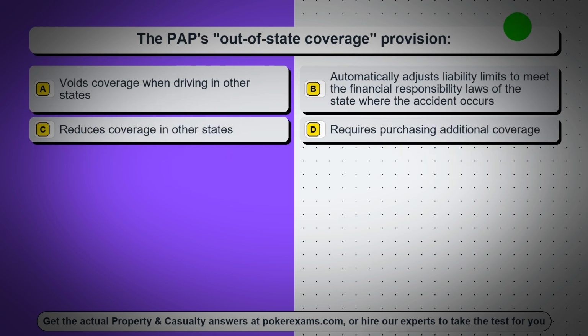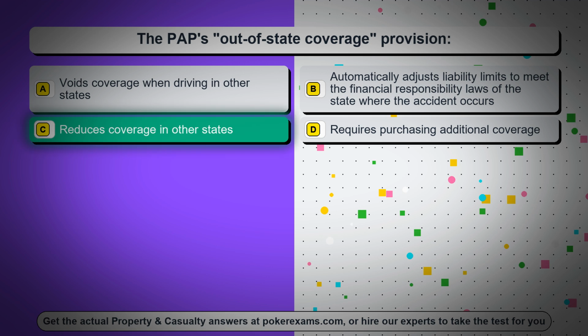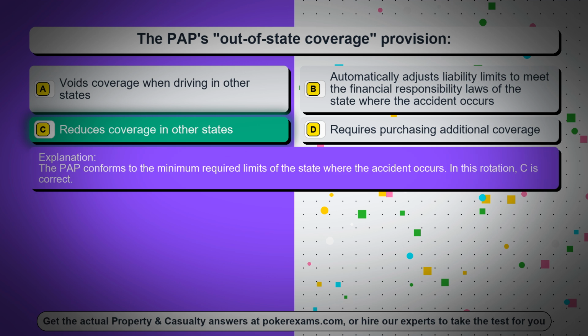Question 52. The PAP's out-of-state coverage provision. Option A, voids coverage when driving in other states. Option B, automatically adjusts liability limits to meet the financial responsibility laws of the state where the accident occurs. Option C, reduces coverage in other states. Option D, requires purchasing additional coverage. The correct answer is option C, reduces coverage in other states. The PAP conforms to the minimum required limits of the state where the accident occurs. In this rotation, C is correct.